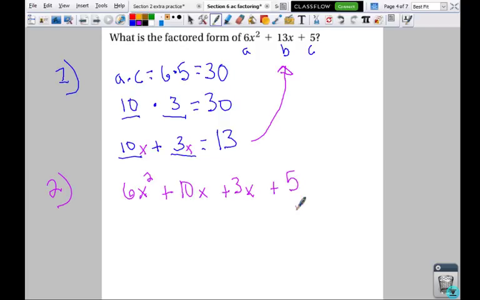Do we do the parentheses? That's step 3, yeah. So, step 1 was find your numbers. Step 2 is replace the b with those numbers. Step 3 now, this is the kind of long, annoying step.